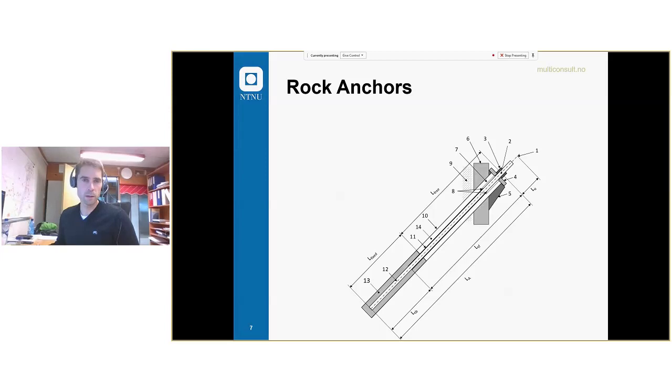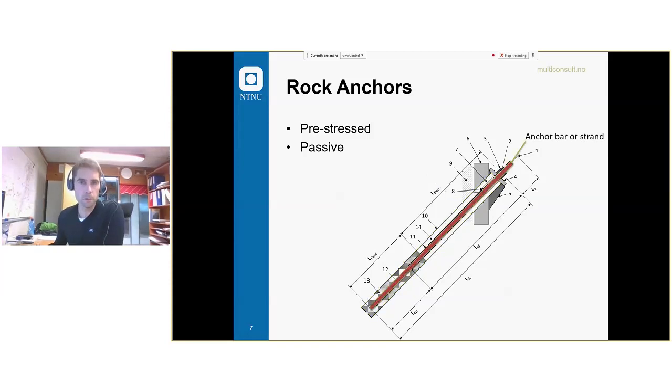First, the rock anchor, as it is presented in the Eurocode. They can be either pre-stressed or passive. Main components of the rock anchor are, of course, the borehole, the anchor bar or strand itself, the anchor head, the fixed length, where the anchor is fixed to the surrounding rock through the grout. We have the free length, which is necessary if you want to mobilize deeper layers within the rock, the deeper rock volumes.